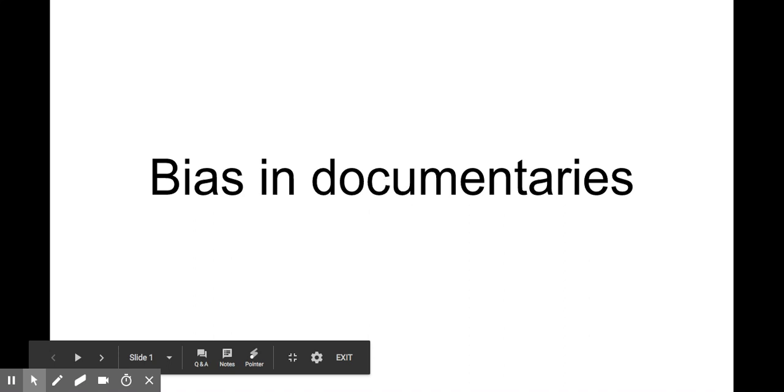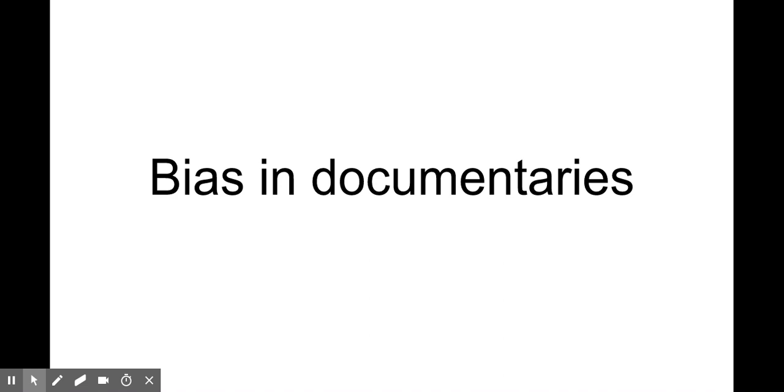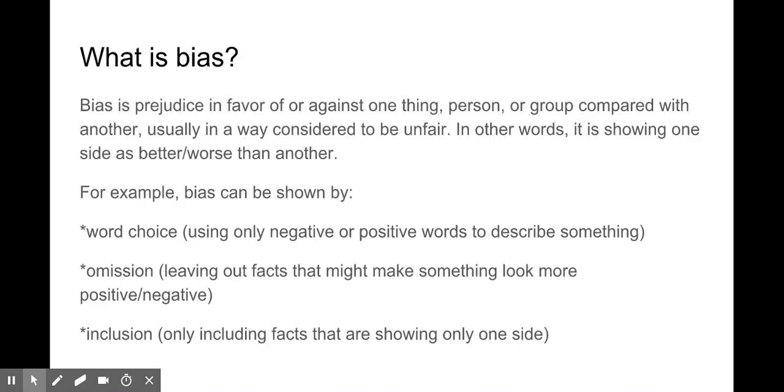Hi, so in this video we are going to talk about the word bias, what it means, and what bias in documentaries means. So first off, what is bias? The word bias means prejudice or belief in favor of or against a certain thing, a person, or a group compared with one another. Bias is usually considered to be unfair.